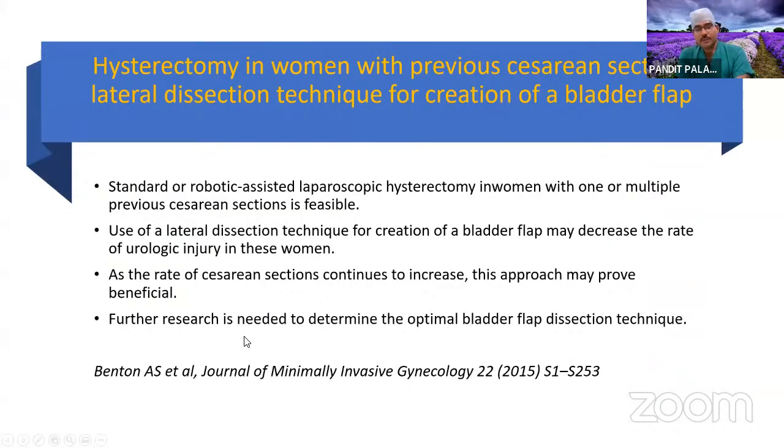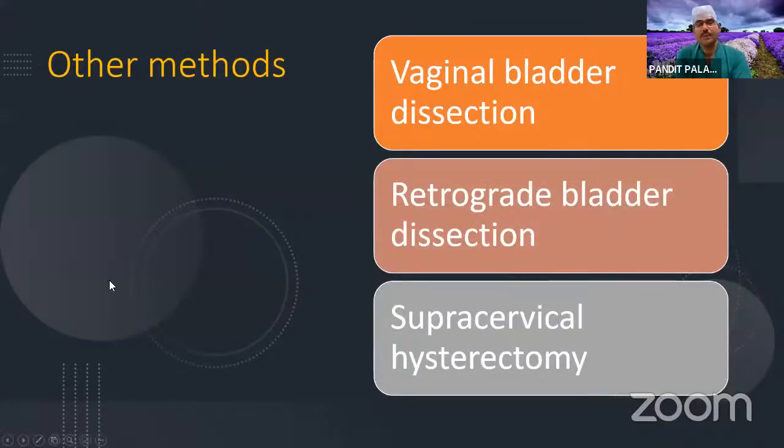These are the various papers which also say that the lateral endo technique can be used for all methods of bladder dissection, whatever the number of cesarean sections the patient has had. These are the various methods that are also mentioned in literature. If you are not able to tackle the bladder by the lateral endo technique, you can take the help of these methods. You can do the vaginal dissection of the bladder. You can take an anterior colpotomy incision, and vaginally under vision, it may be easier to dissect the bladder, and the upper part of the bladder may be tackled by the laparoscopy.